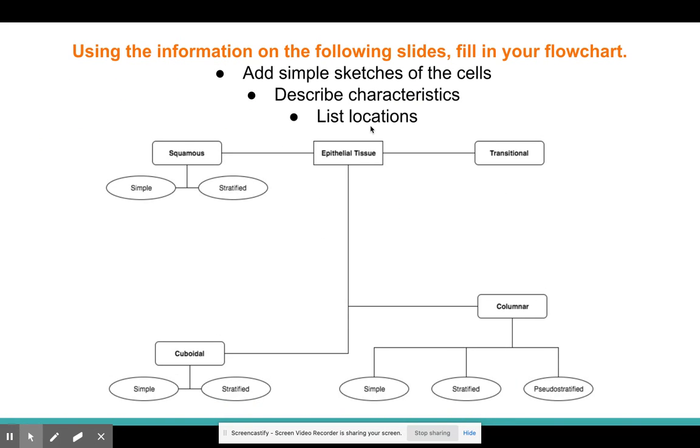So now, using the information on the following slides, I would like you to fill in your flowchart that is in your epithelial tissue notes. You're going to add simple sketches of the cells. You're going to describe their characteristics, and you are going to list locations. That's it for today.